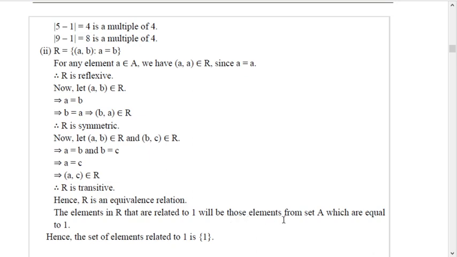One element from the set A, which is equal to only 1. So the set that 1 is related to is {1}. There is only one element.